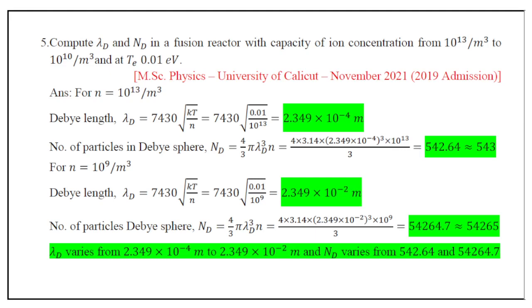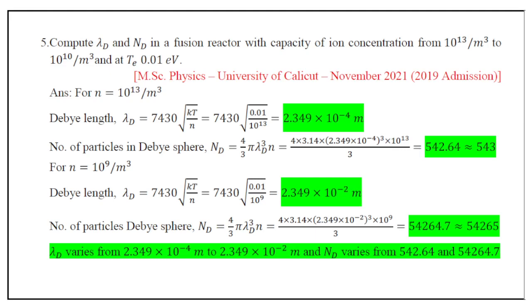Then the first problem is compute lambda d and nd in a fusion reactor with a capacity of ion concentration from 10 raised to 13 per meter cube to 10 raised to 10 per meter cube, and Te is 0.01 electron volt. So here temperature is given in electron volt range, so it is kTe actually, and lambda d and nd are to be calculated. Here in this problem, n varies from 10 raised to 13 to 10 raised to 10, so lambda d and nd also vary between these two limits.